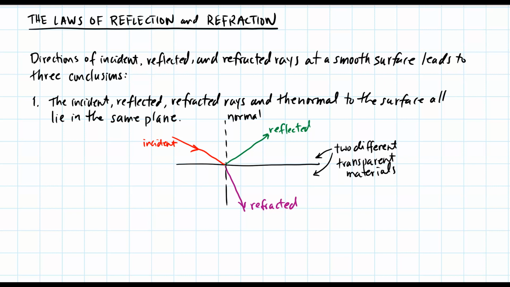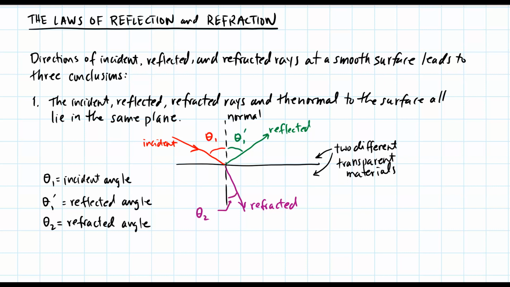There are three angles, the incident, reflected, and refracted, that are all measured relative to the normal. Theta 1 being the incident angle, theta 1 prime being the reflected angle, and theta 2 being the refracted angle. The next two conclusions are derived as the law of reflection and the law of refraction. Let's go to those.